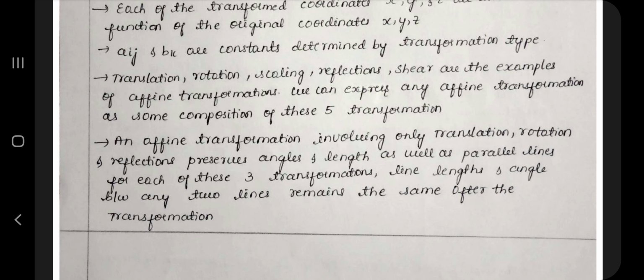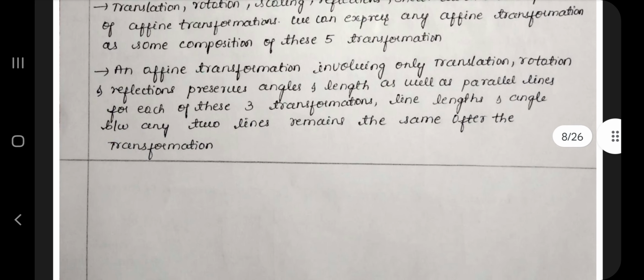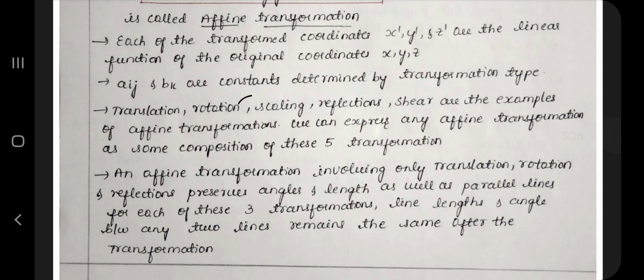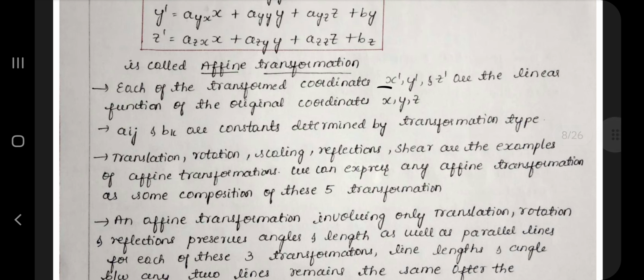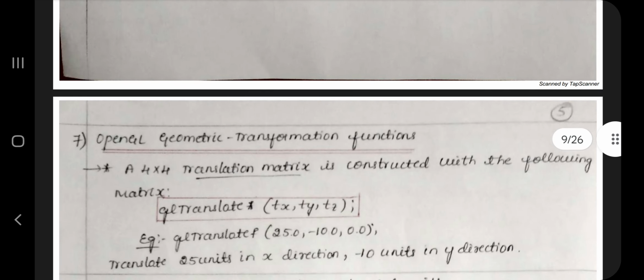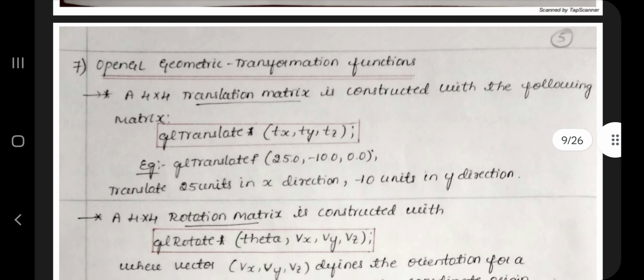And any combination of these can be represented in the form of affine transformations. That is another key concept. Okay. And a and b are the constants determined by the transformation type. And x dash, y dash, z dash are the final points. X, y, z is the original points. That's what you have to write in the affine transformation.